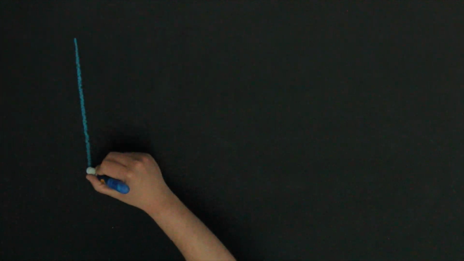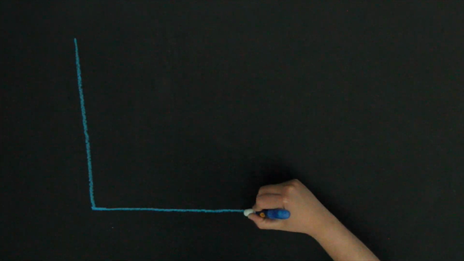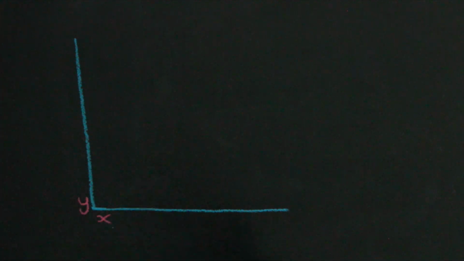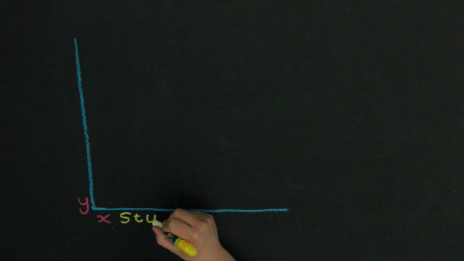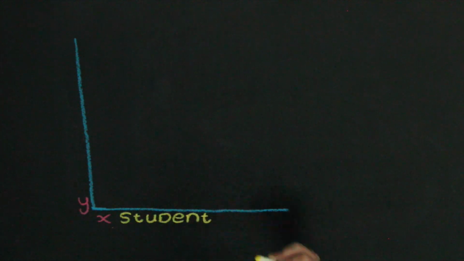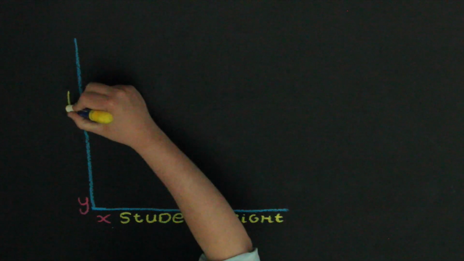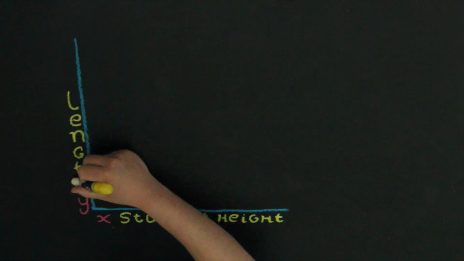Recording data on a table is one way to see patterns for sure, but another, sometimes even better way to see patterns is to organize the data in the form of a graph. On a large sheet of paper, sketch out a graph with the x-axis, the horizontal line, labeled student height, and the y-axis, the vertical line, labeled jump rope length.